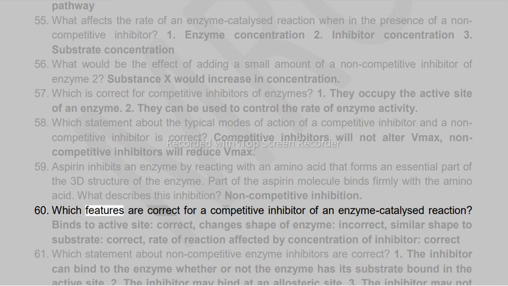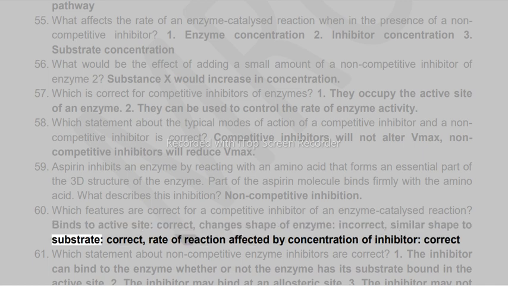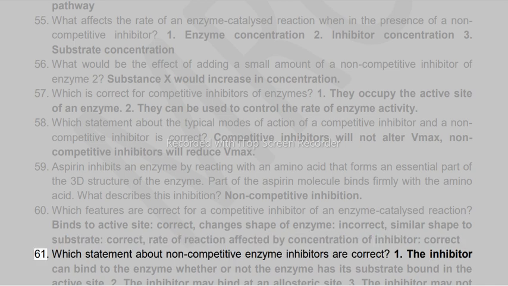60. Which features are correct for a competitive inhibitor of an enzyme-catalyzed reaction? Binds to active site, correct. Changes shape of enzyme, incorrect. Similar shape to substrate, correct. Rate of reaction affected by concentration of inhibitor, correct.